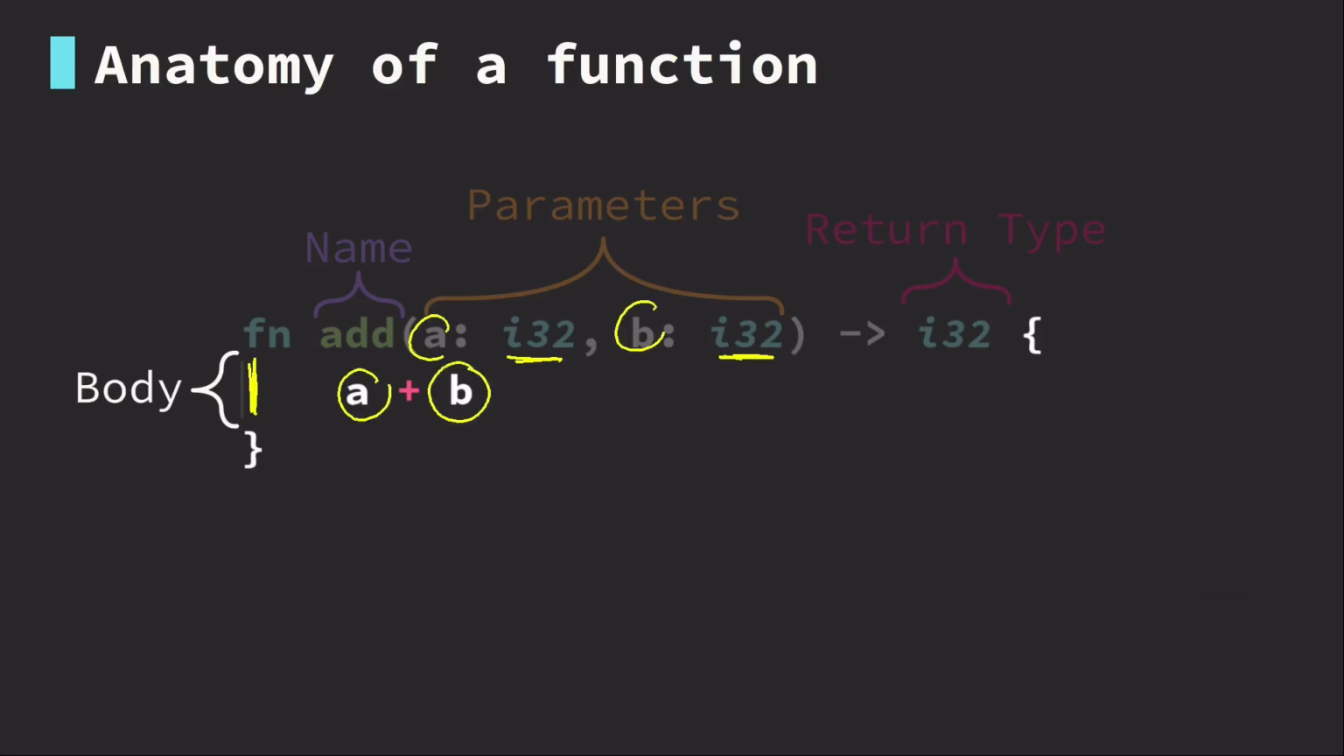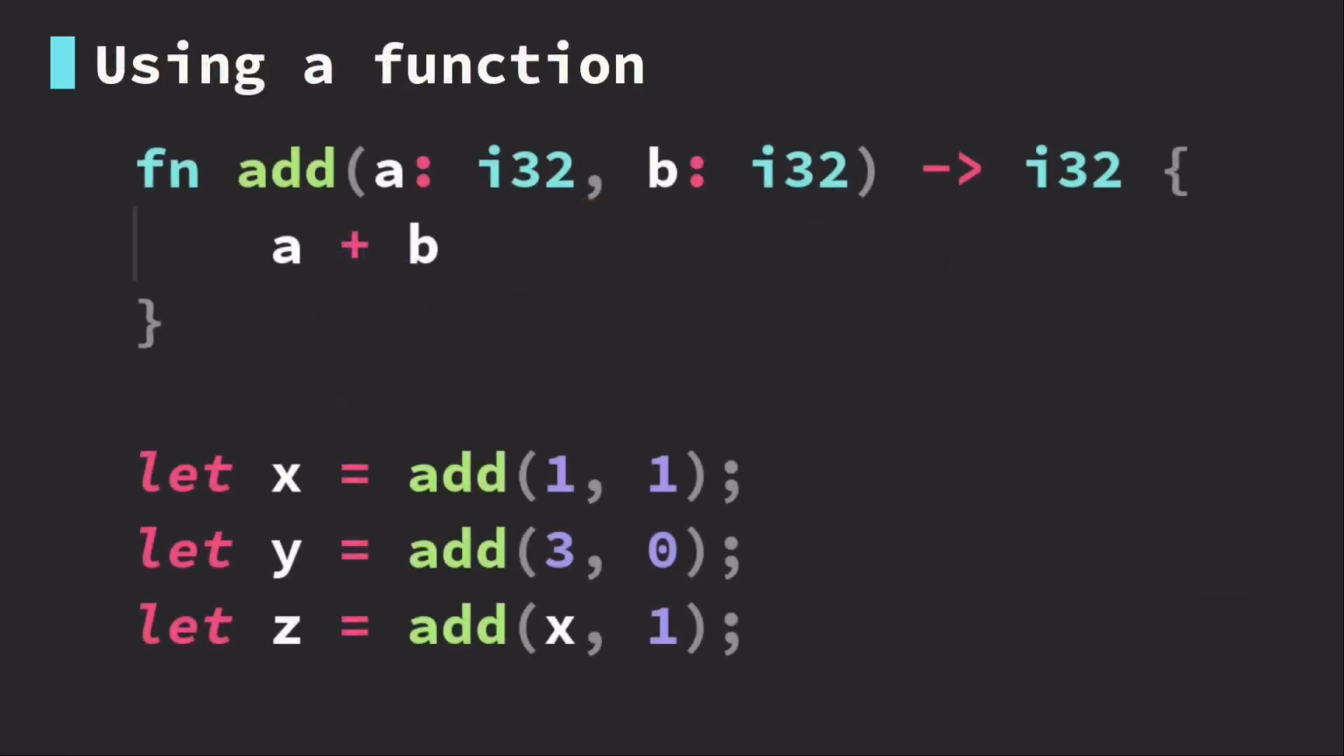Now that we know how to make a function, let's see how we can actually utilize it in a program. So here at the top, we have our add function that we just created, and we also are creating some variables down here. So we'll take a look at this first one here. We're using let x, so we're creating a variable named x. We're setting it equal to the value returned by this function add.